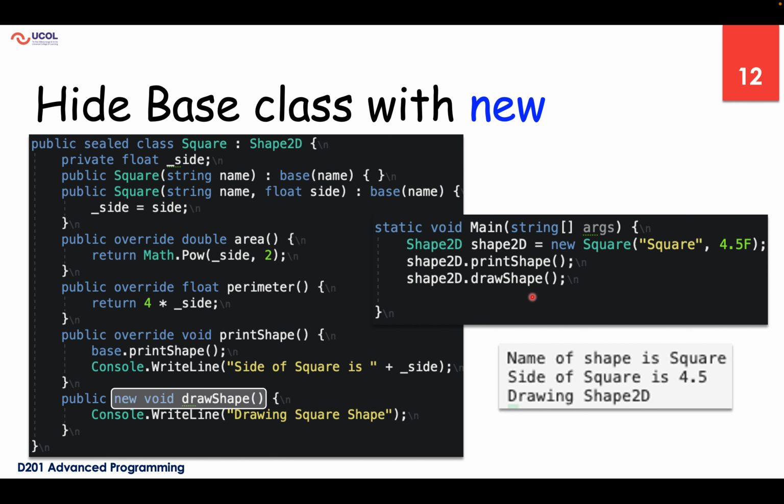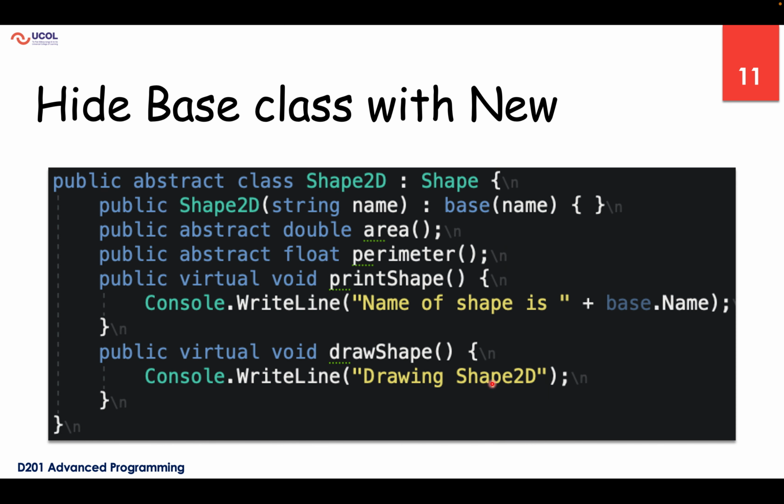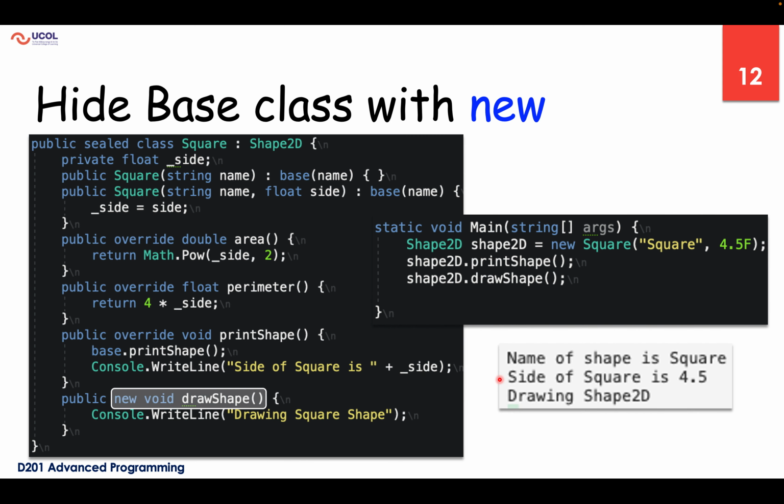If we try to run this one, it will say name of shape is square, that is coming from the print shape method. Side of the square is 4.5, that is the print shape method, because we are calling the base class and the child class methods. And then this draw shape is actually calling the draw shape method of shape 2D, and it is not calling this particular method in the child class.